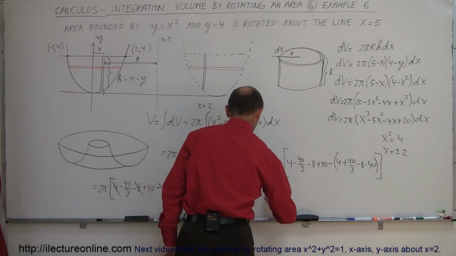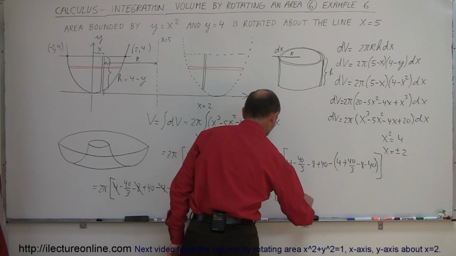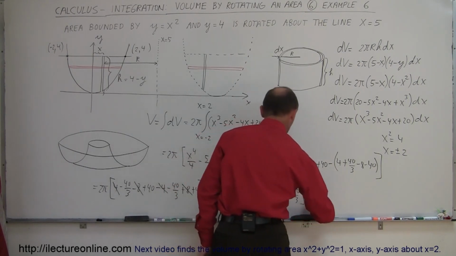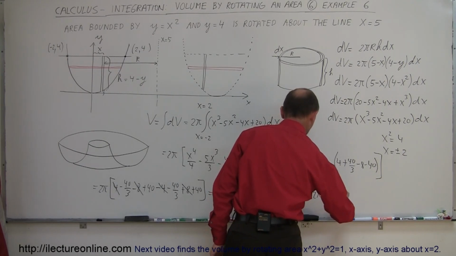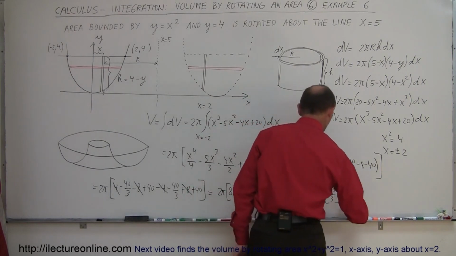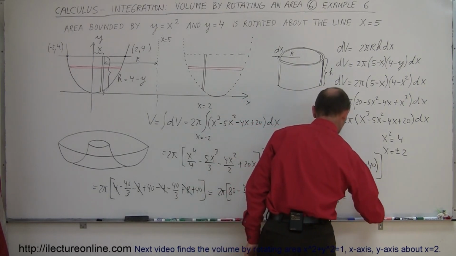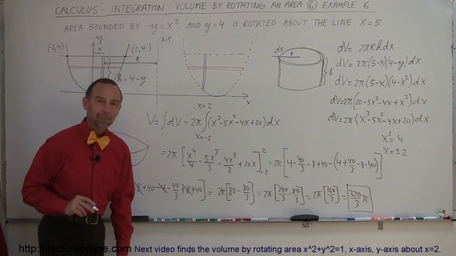So this is equal to 2 pi times 240 over 3 minus 80 over 3, which is equal to 2 pi times 160 over 3. And if I multiply 2 times that, that gives 320. So this would be 320 over 3 times pi. And that would be the volume of that particular shape.